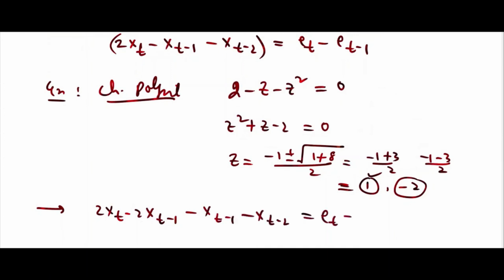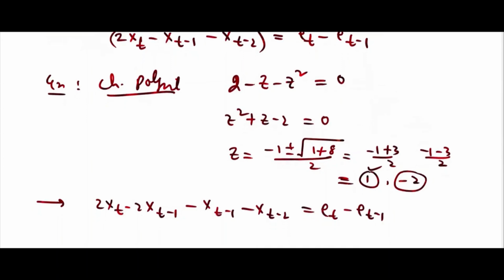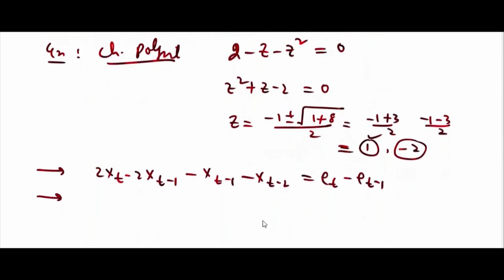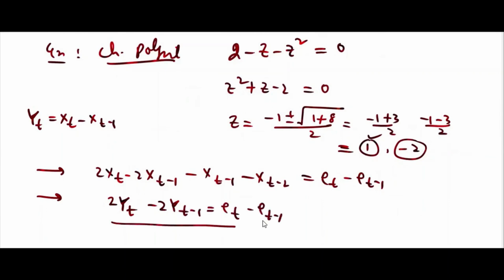Then I will do this way. This is the common method, okay? But the problem here is, it's not correct. That's what I want to say. So what will happen if you change it to yt, where yt is xt minus xt minus 1, and minus 2 yt minus 1 is equal to et minus et minus 1, okay? This is ARIMA. This is ARIMA 1, 1.